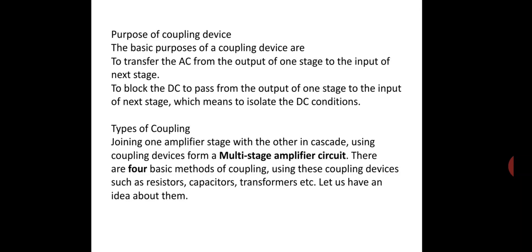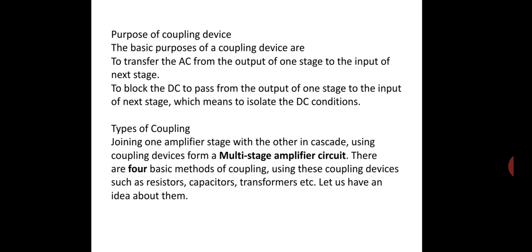Purpose of coupling device. The basic purpose of a coupling device is to transfer the AC from the output of one stage to the input of the next stage, and to block the DC from passing from the output of one stage to the input of the next stage, which means to isolate the DC conditions. So we use DC biasing batteries and an AC input supply. Then the output collected is under AC conditions. So the DC supplies are removed and the distortions are removed by a coupling device.